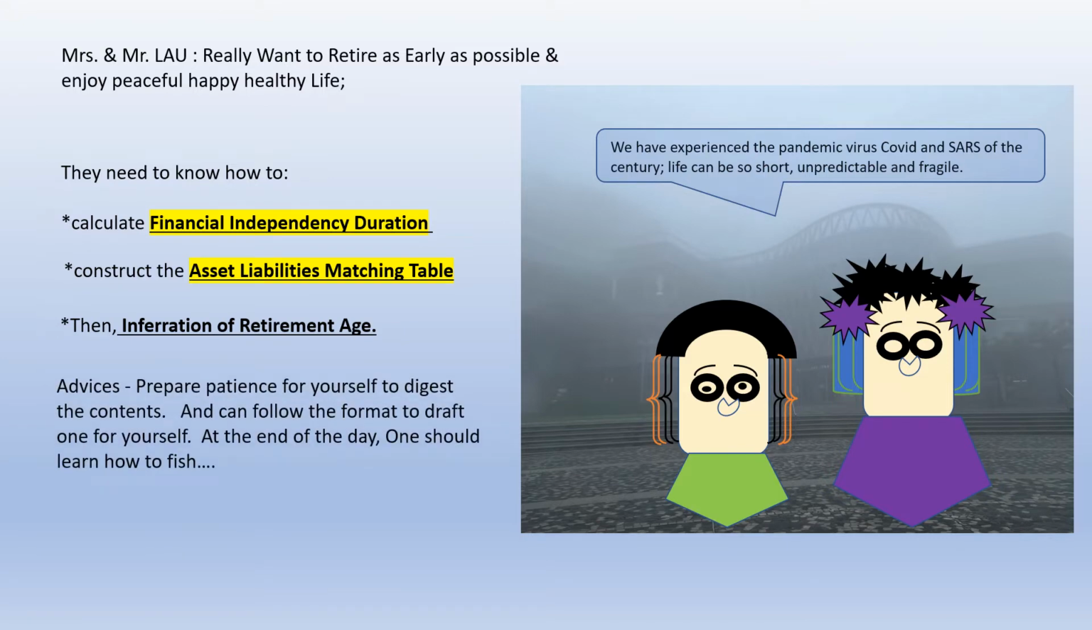So I advise you to take out a pen and paper, and draft out your total asset portfolio and your total liabilities so you can get a sense of your own net asset value and net cash flow.